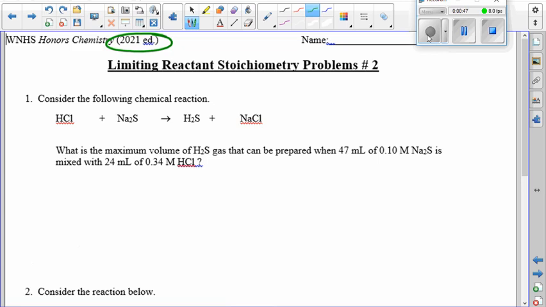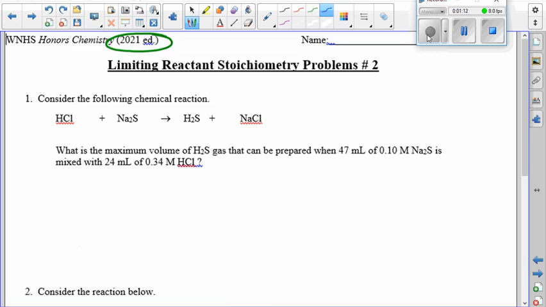Now, so we have some limiting reactant problems here. I see one involving HCl and sodium sulfide, all this good stuff. Now, there are two things you should always do before you get started with your calculations. What are they? Right, yep, balance. We always want to balance. And the other thing would be, yep, fix those milliliters. So we want to convert all our milliliters to liters.